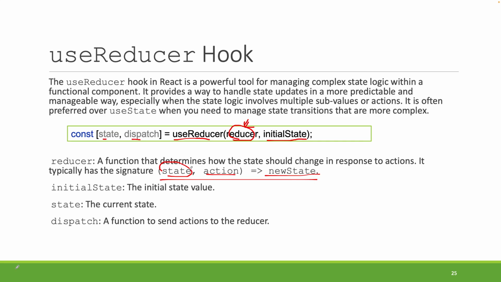If you give me the same state and the same action as input, I will always produce the same output as a new state. Initial state is the value passed into the reducer. State represents the current state. Dispatch: if I want to change the state, how can I change it? You have to dispatch a function, send an action to the reducer.